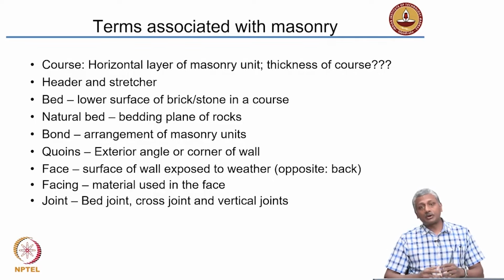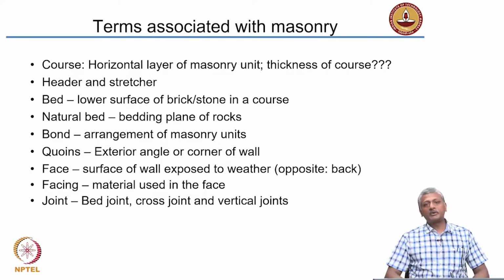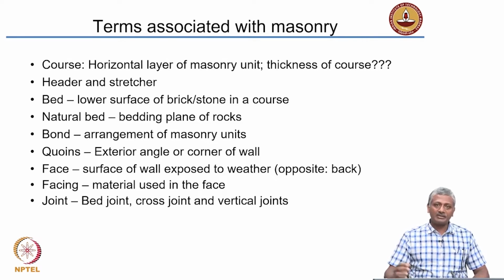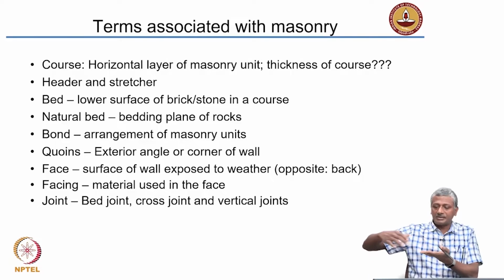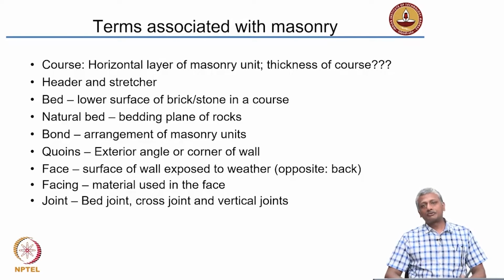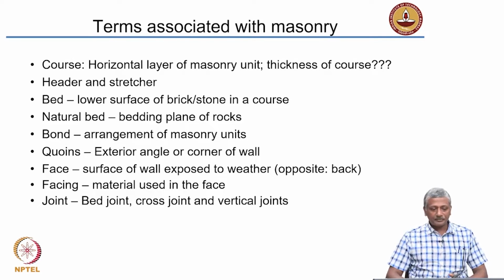If you are using a concrete block, the thickness in a course will be 20 centimeters. If you are using a traditional brick, which is 23 by 11 by 7, typically 23 by 11 is the top and bottom cross-sectional area, and the height is 7. So, if you are using a traditional brick, the height will be 7 centimeters.